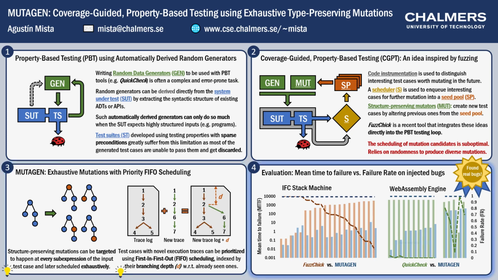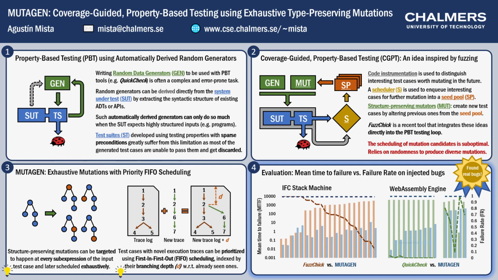In MUTAGEN, we wanted to improve FastCheck's design by evaluating two key ideas. The first one is to produce and schedule mutations exhaustively. For this, our tool traverses the AST of every interesting test case, targeting individual mutations to happen at every subexpression in a precise manner. This way, no interesting mutation over a test case is omitted due to randomness.